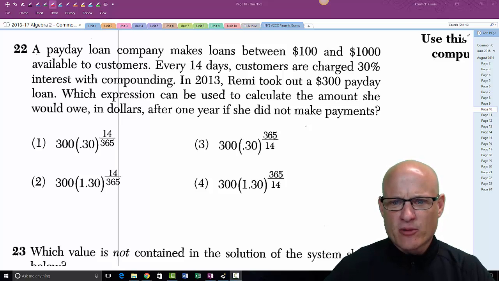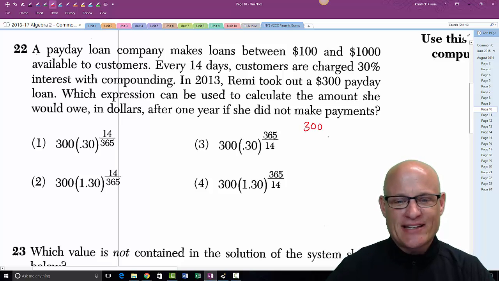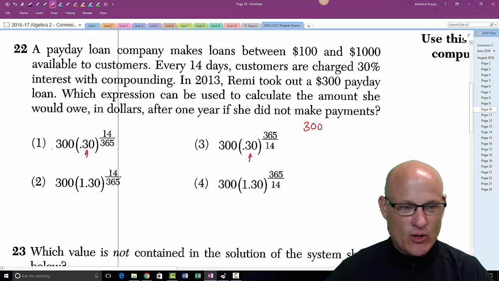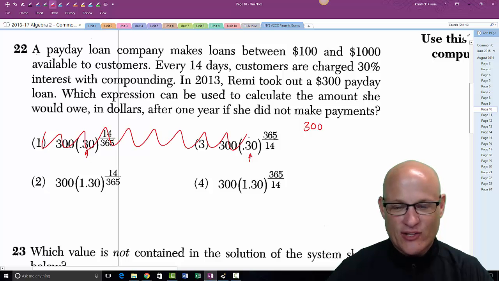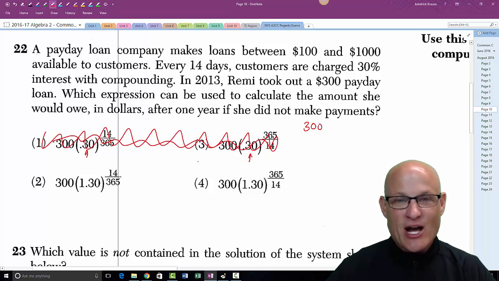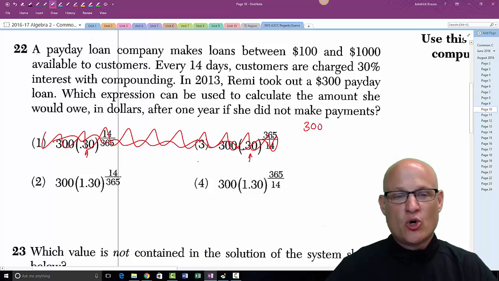You start with $300. Now, you're going to pay 30% of that. Now, you need to be smart, right? I'm not making any payments, so I'm getting hammered with fees. It's just going to keep going up and up and up. Now remember, this is interest that's compounding. It's increasing. So it can't be less than 1 because these are decay questions. So these answers don't make any sense. So I hope you didn't pick them. So now I'm down to choice 2 or choice 3.